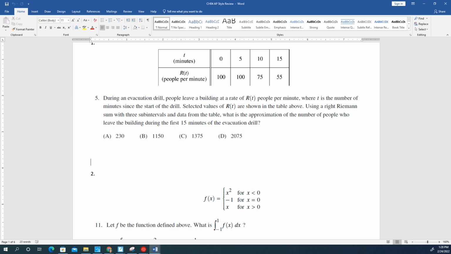Okay. Here we have a multiple choice type of problem. During an evacuation drill, people leave a building at a rate R of T, so we're given the derivative here, people per minute. T is the number of minutes since the start of the drill. Selected values of R of T are shown in the table above. Use a right Riemann sum with 3 subintervals and data from the table. What is the approximation of the number of people who leave the building during the first 15 minutes of the evacuation drill? Okay, so right Riemann sum.